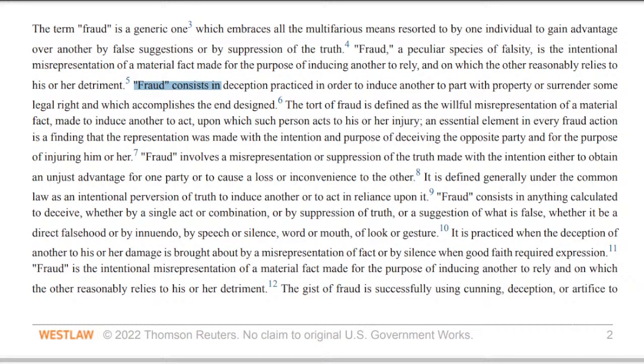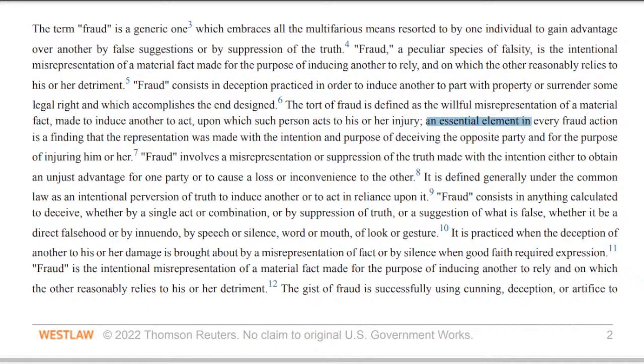Fraud consists in deception practiced in order to induce another to part with property or surrender some legal right, and which accomplishes the end designed. The tort of fraud is defined as the willful misrepresentation of a material fact made to induce another to act upon which such person acts to his or her injury.